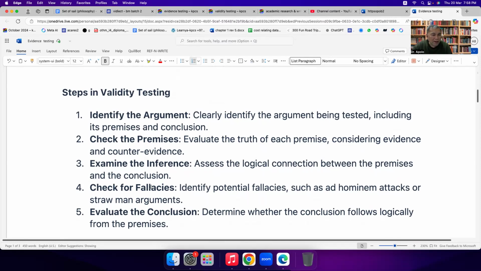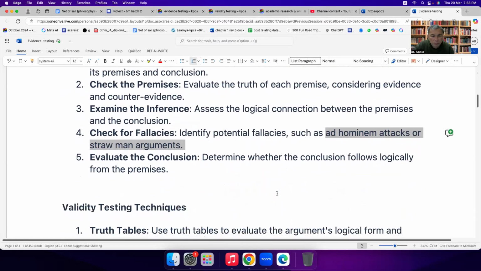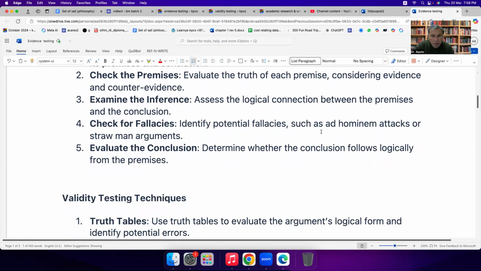Then check for fallacies and errors. Identify potential fallacies such as ad hominem attacks or straw man arguments. These are errors in the logic. In writing, they will check for this also. Evaluate the conclusion: determine whether the conclusion follows logically from the premise. For example, the conclusion should be connected with the objective. If the conclusion talks about something other than answering the objective, then it's not coherent.